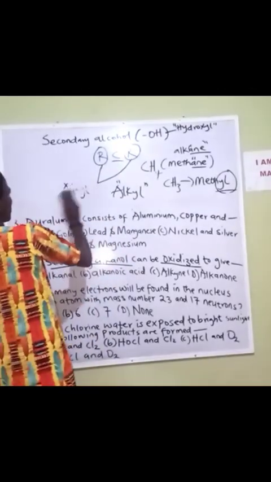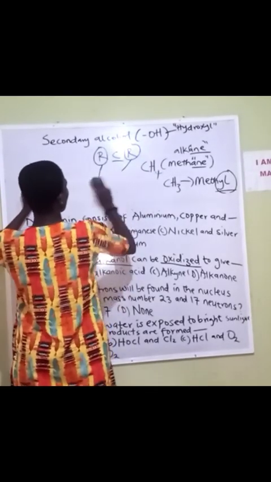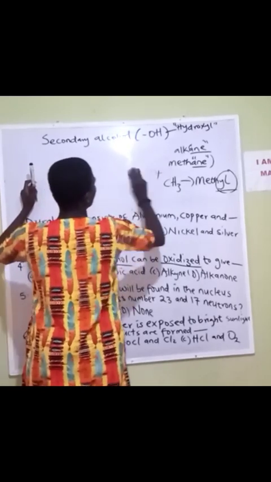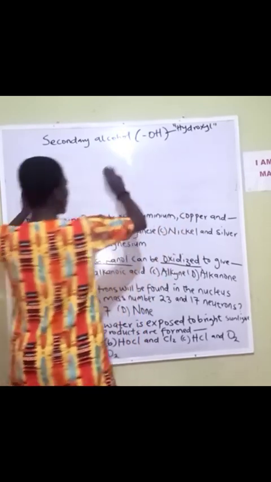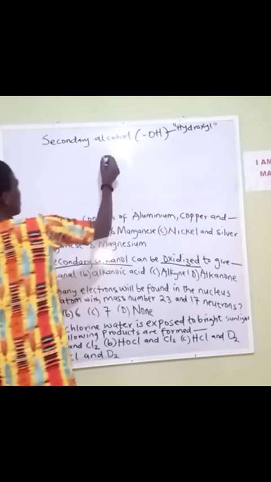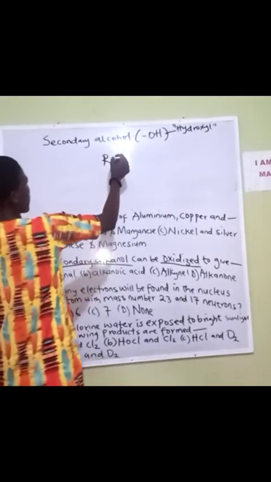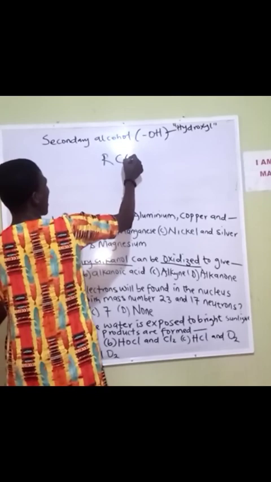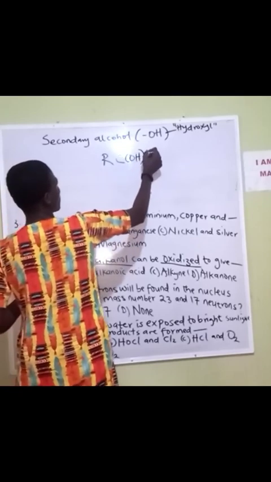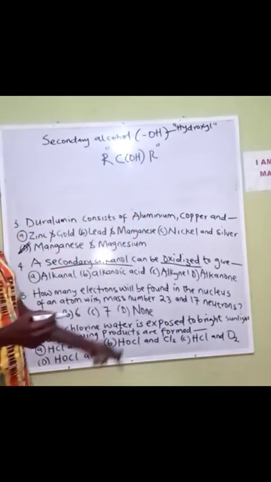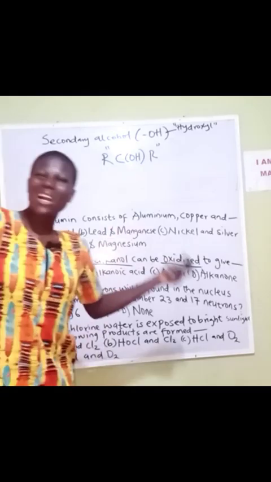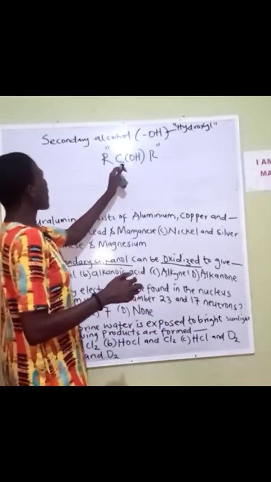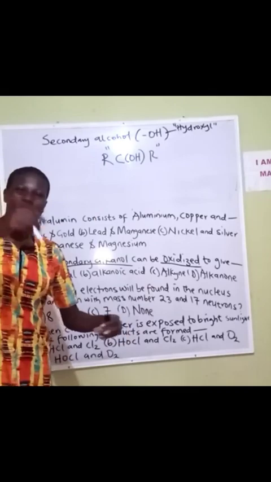Let me just express it. If I'm to express this now, what it simply means is this: this is the alkyl group, and this is the carbon atom having the hydroxy group in it. So this becomes the secondary alcohol, or otherwise called the alkanols. Now, when this secondary alcohol is oxidized, what does it mean to be oxidized?